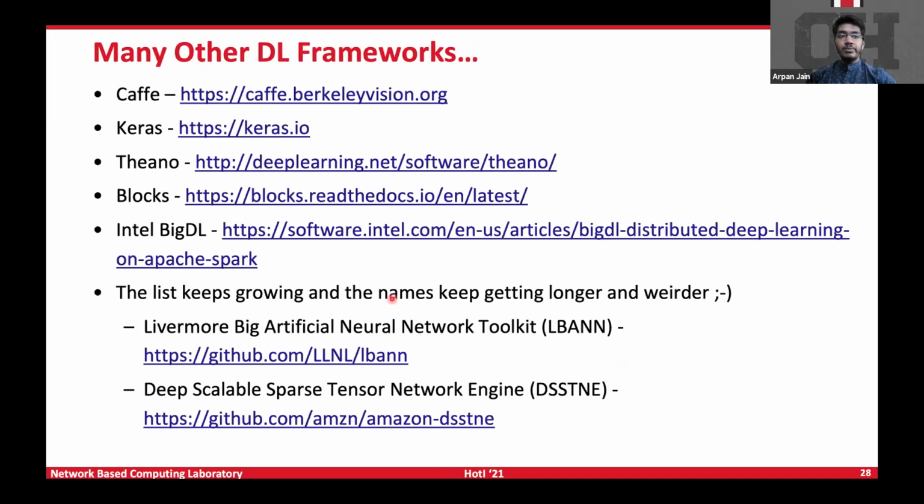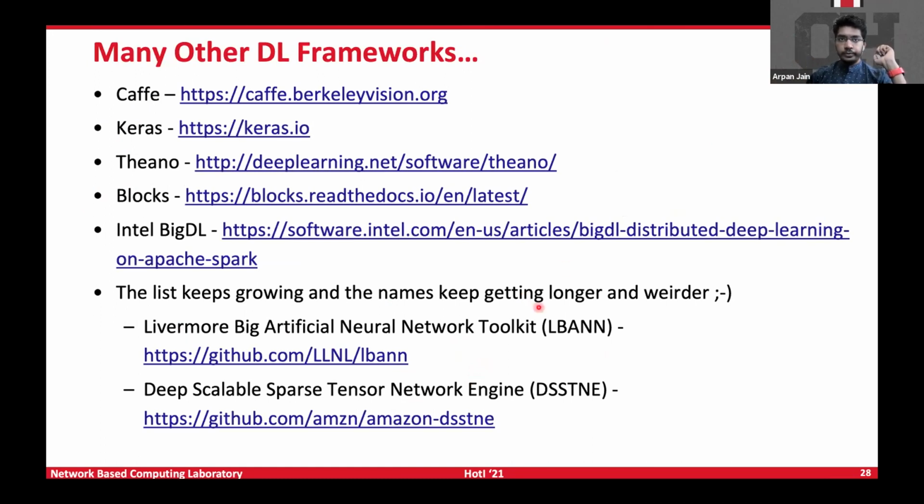So there are other deep learning frameworks also. No offense to other deep learning frameworks you might like. So we have Caffe, Keras, Theano, Blocks, Intel BigDL, and the list keeps growing. And we have some big names also, like the Livermore Big Artificial Neural Network toolkit, LBANN, or DSSTNE by Amazon. Any questions till now?